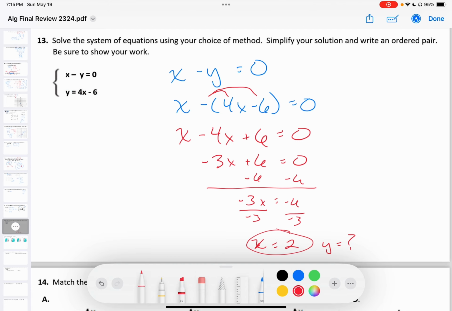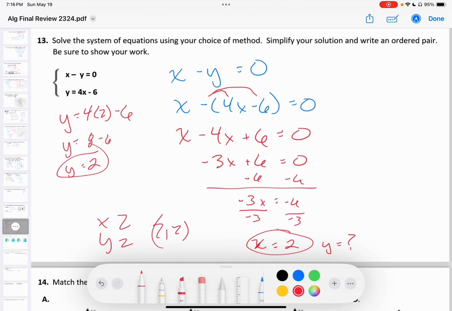But I'm going to drop it into the second one. So y equals 4 times 2 minus 6, which will be y equals 8 minus 6, which is y equals 2. So we are thinking that the x value is 2 and the y value is 2, or 2 comma 2. We can check that by taking here, x minus y equals 0. X we said was 2, y we said was 2, equals 0, and obviously 2 minus 2 is 0, so that checks out.